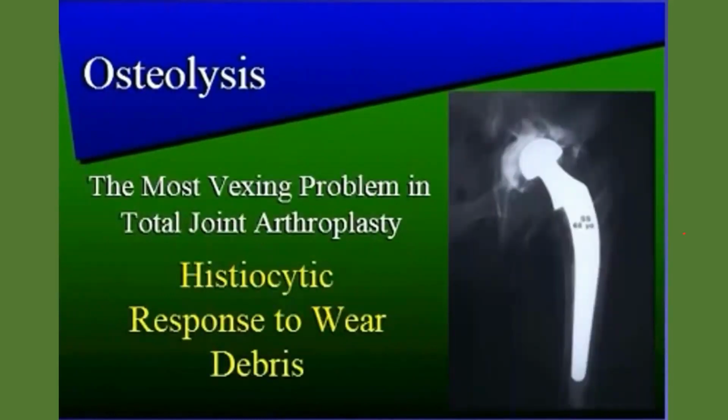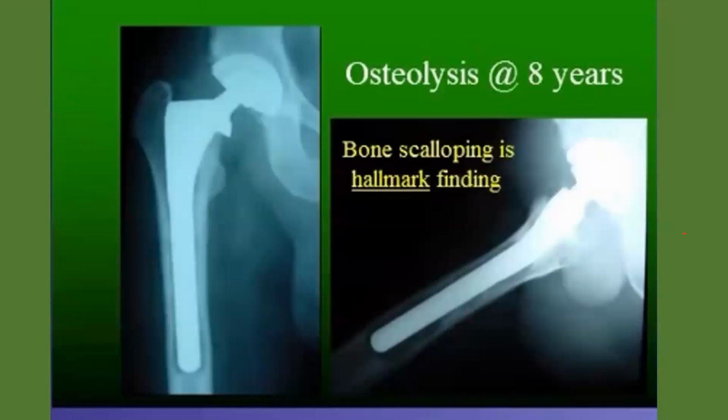Osteolysis is a problem, and you can get wear debris coming from polyethylene, from metal, from ceramics, and create a reaction. You have macrophages coming. They release interleukins 1, 6, prostaglandins, tumor necrosis factor, and these, together with acid phosphatase, they destroy bone.